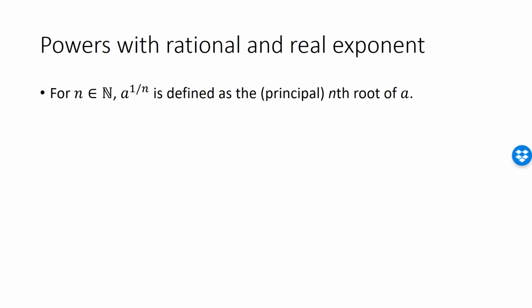Before watching this lecture, you should know the definition of exponentiation when the exponent is a natural number. In this lecture, we will extend the definition to cases when the exponent is a rational number or a real number. We begin with the case when the exponent is equal to 1 over n and n is a natural number. For example, 9 raised to 1 over 7 is defined as the 7th root of 9.